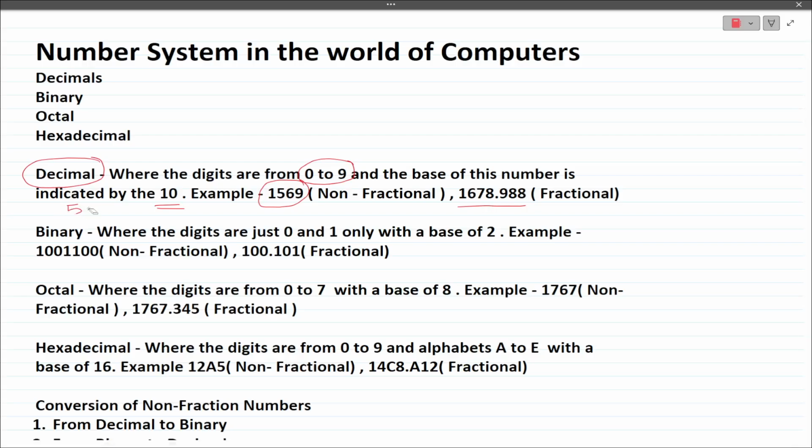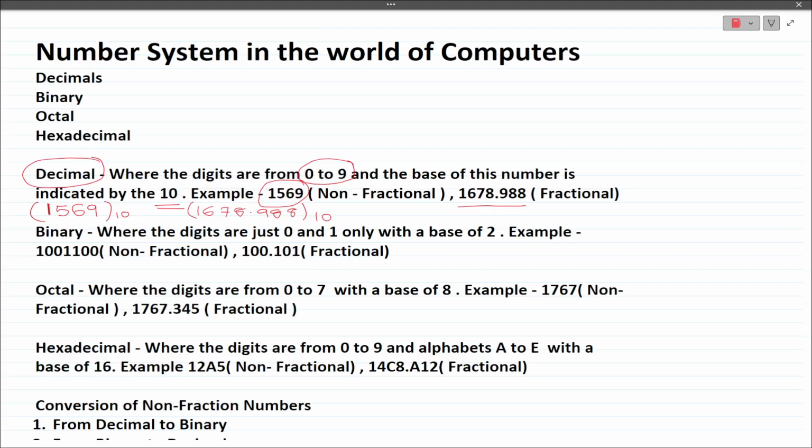So let me write over here, if I have taken 1569, I will be putting a parenthesis and just as the base of it I will be numbering it as 10. So now I can say this is a completely correct representation of a decimal number. If I will be talking about the fractional number that I have mentioned over here, similarly 1678.988 with parenthesis 10 will be said to be a decimal number.